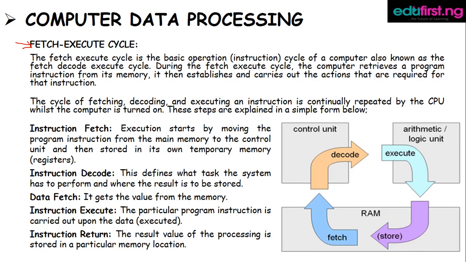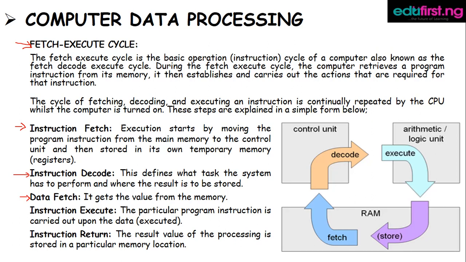Firstly, the instruction fetch. The execution starts by moving the program instruction from the main memory to the CPU and then stored in its own temporary memory, which are the registers. The instruction decode. After fetching the instruction, the CPU tries to decode. So instruction decode defines what's the task the system has to perform and where the result is to be stored. Data fetch. The CPU gets the value from the memory.